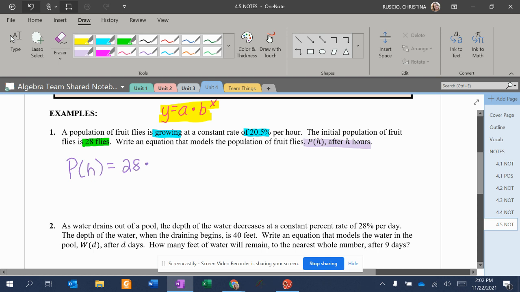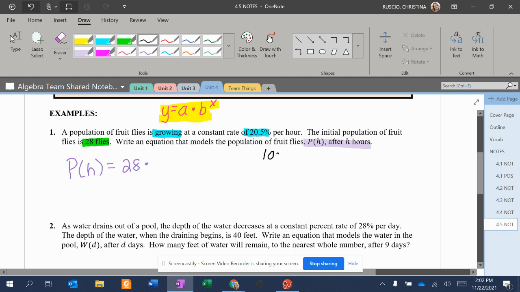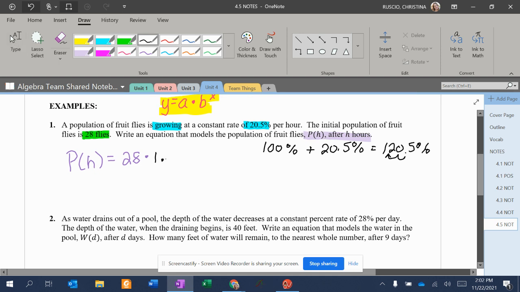times the multiplier. But our multiplier here is a percent, and it's also a percent growth. So the first thing that we have to do is compare to 100%. So off to the side, I'm going to write 100% because our fruit flies, the population is getting bigger, we will add. So 100 plus 2.5% is 102.5%. If I write that as a decimal, it is 1.025, and this is to the H power. And there's our equation. Notice how I used correct units.